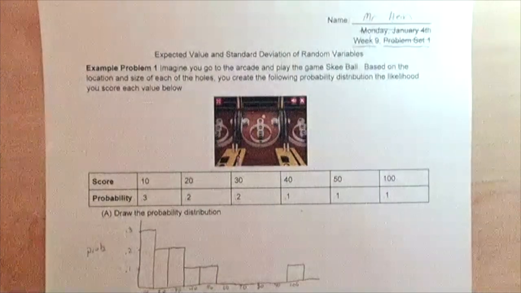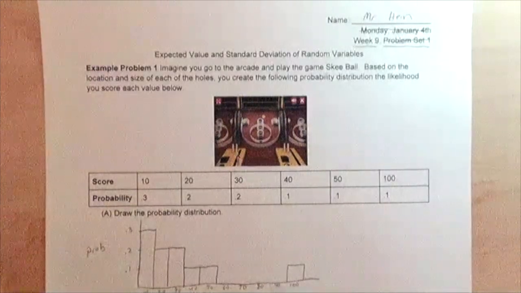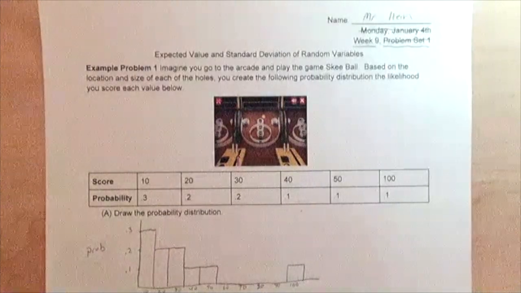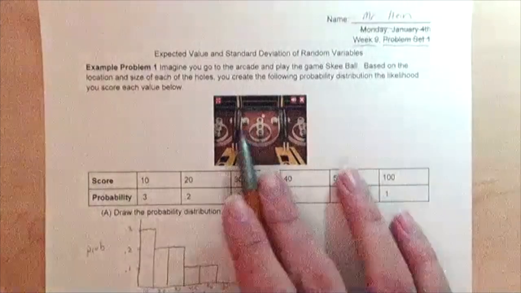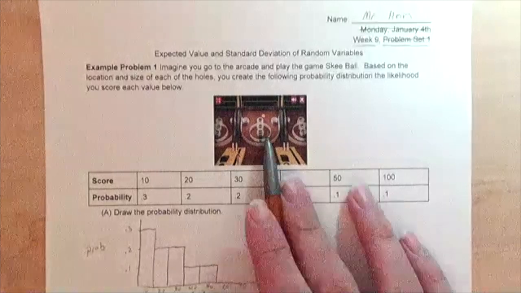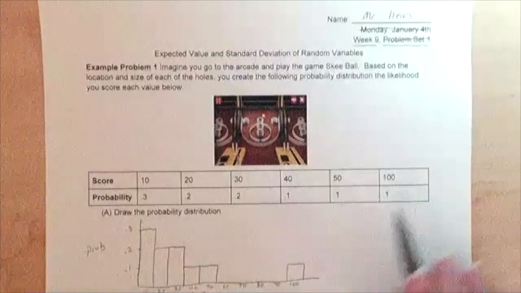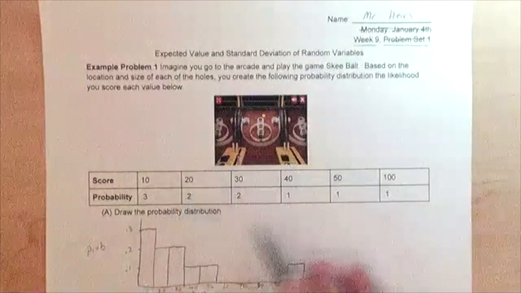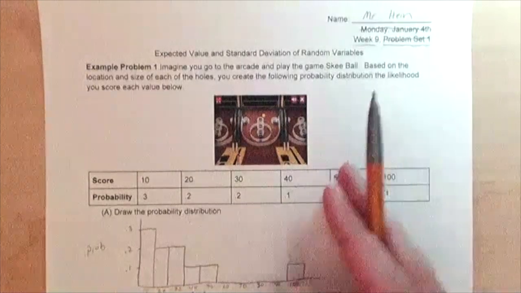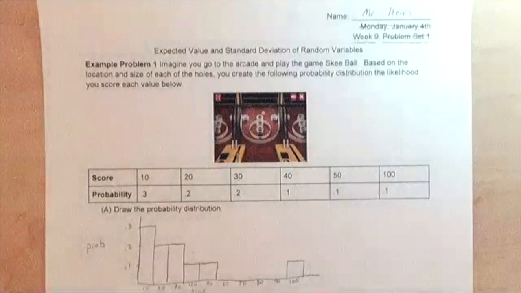It just says, imagine you go to the arcade and play the game skee ball. Based on the location and size of each of the holes, you create the following probability distribution, showing the likelihood you score each of the scores below. So hopefully you guys have played skee ball before. It's pretty fun. When you throw the ball, there are different holes that you can land in, and they give you different points. So a probability distribution was created to estimate how many points you're going to score every time you throw the ball up into the skee ball. So that's the setup for this, and hopefully that makes sense.